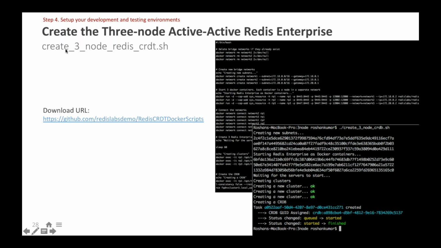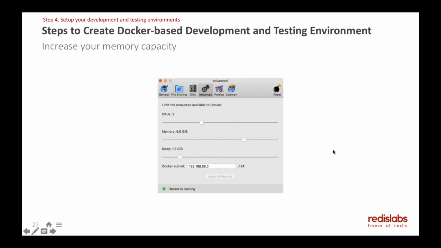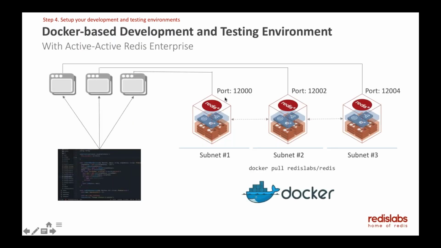And there is a script called create 3-node Redis CRDT.sh. What it does is it downloads all the images from Docker Hub, and it deploys them, and it creates 3 clusters, one in each node, and then it creates a conflict-free replicated Redis database with CRDT support. And with this, going back to the previous slide here, you get 3 nodes of Redis Enterprise.